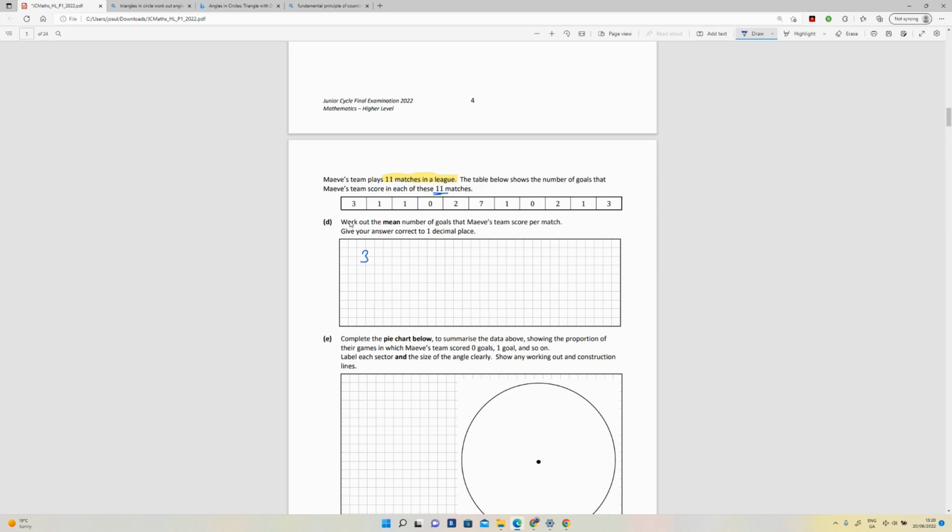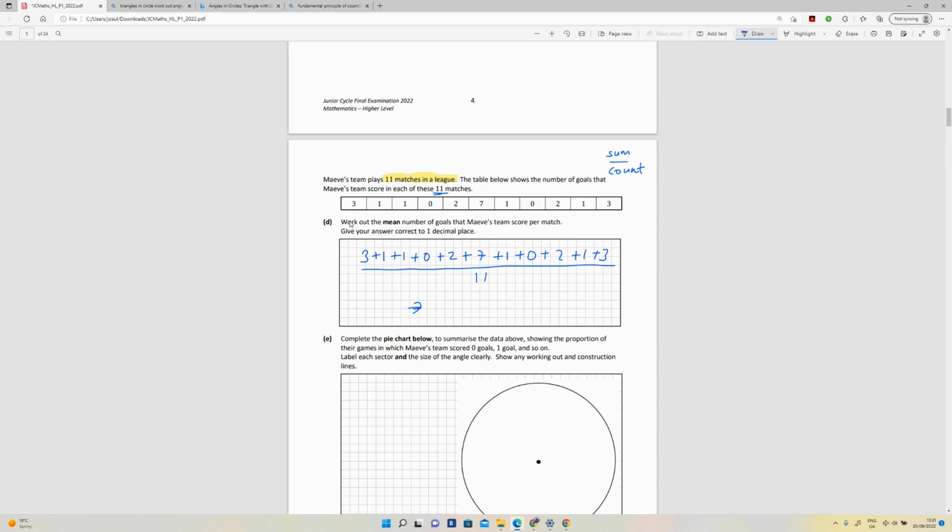In other words, to calculate the mean, it's the sum divided by the count of games here. So the sum of the goals divided by the count of the games. Okay, so 3 plus 1 plus 1 plus 0 plus 2 plus 7 plus 1 plus 0 plus 2 plus 1 plus 3 all over, and there should be 11 here because that's what they've told us. So that's 4, 8, and 3, 11, yeah.